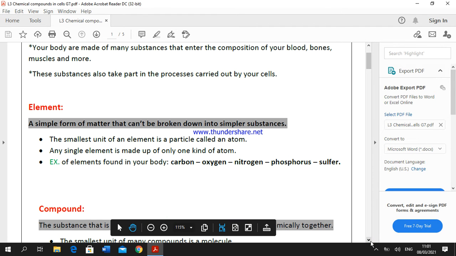Element means the simplest form of substance or matter that can't be broken down into a simpler form, and its building unit is the atom. So any single element is made up of only one kind of atom. Examples of the famous elements found in our bodies: carbon, oxygen, nitrogen, phosphorus, sulfur, calcium, potassium, iron, sodium, and so on.